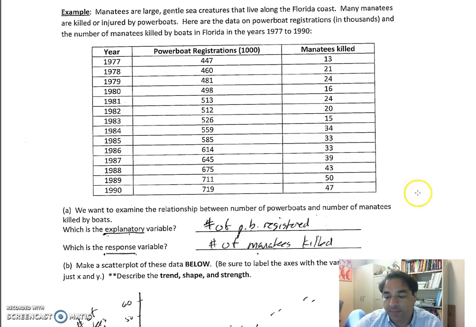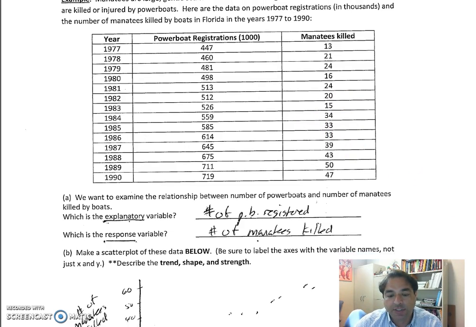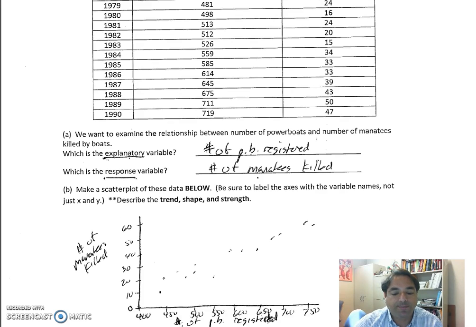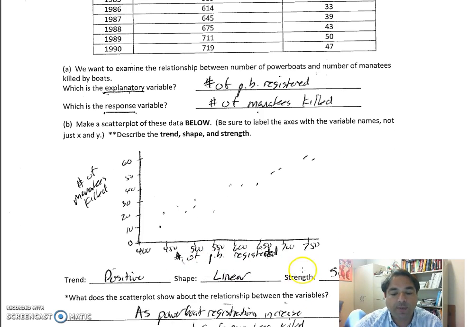Now this one's already done, but I'm going to just talk about the scale first. So we need to fully understand the problem. So we're going to put number of powerboats registered on the x-axis. We're going to put number of manatees killed on the y-axis. And we're going to decide where to start, where to end.